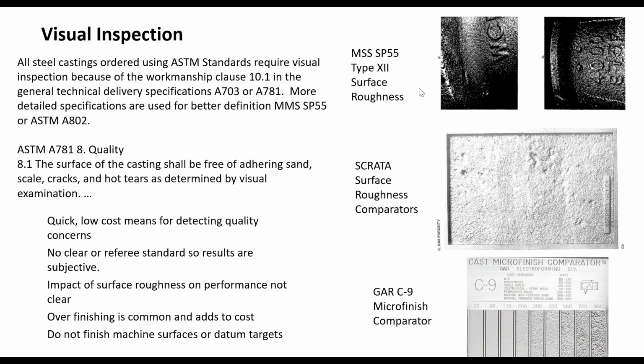You know, if I say I want MSS SP55, does that mean that I have to be this good or better to be acceptable? Or do I have to be this bad or worse to be unacceptable? And so there's some real openness, and the same thing's true with the Strata roughness plates. Do I need to be smoother than this, or is this acceptable still? And then, of course, in investment casting for these finer surfaces, you have the GAR C9 micro finish. That's one that's commonly used to look at surface finish.